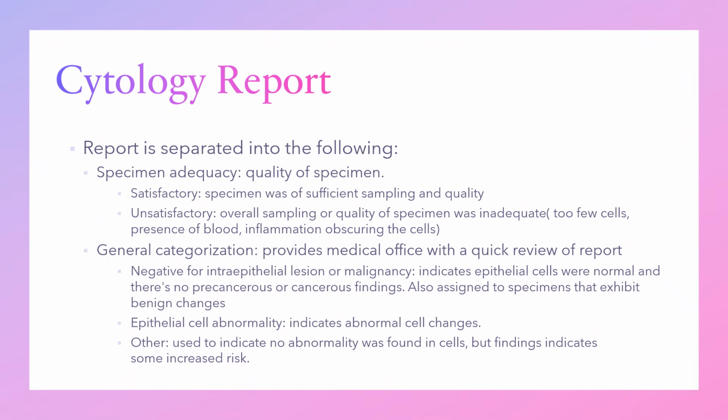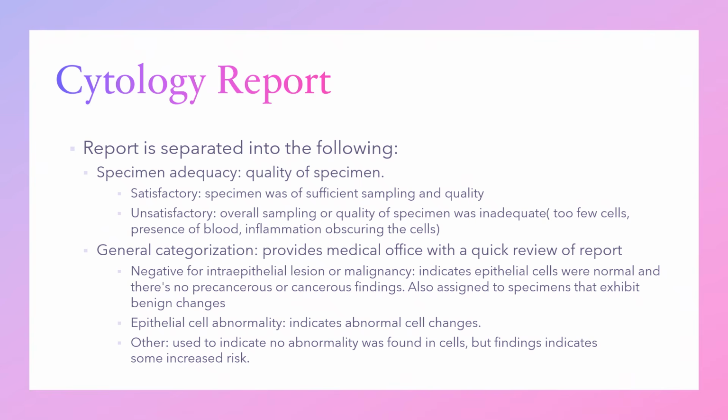Next, we have a cytology report, which is kind of the opposite of a request. So we send over the request to tell them, hey, we want this to be done. Here's the specimen. They're going to send a report back from the lab and give us what is going on with the specimen. So give us the results, essentially. So the report is separated into two sections.